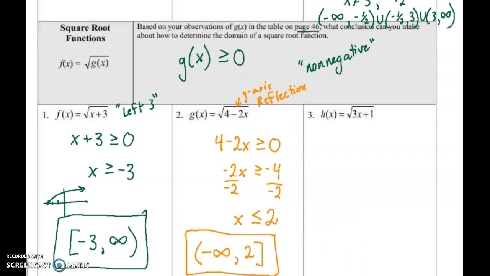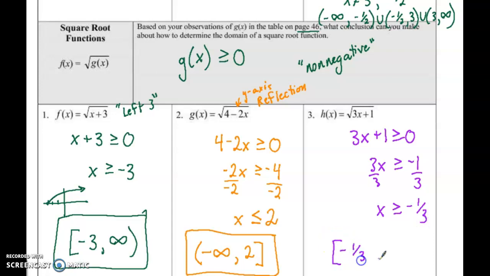All right. Moving forward, really the same kind of work. Greater than or equal to 0, subtract 1. When you add or subtract, there's no switching inequalities. When you divide by a positive, there's no switching the inequality. So there's no reflection on this one. So how would we write our answer? Negative 1/3 to infinity.